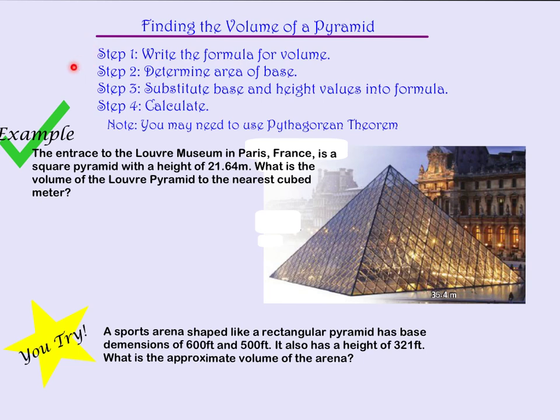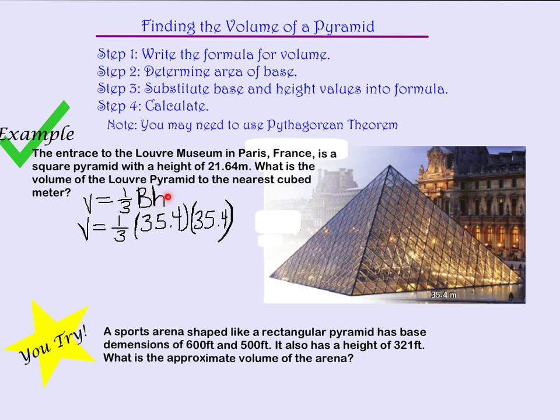Step 1 tells us to write the formula for volume. So volume is equal to 1/3 area of base times height. Step 2 says determine area of base. Well, our base is a square. So to find the area of a square, that's length times width. And since it's a square, its length and width are the same. So 35.4 times 35.4. That's going to give us the area for the base.